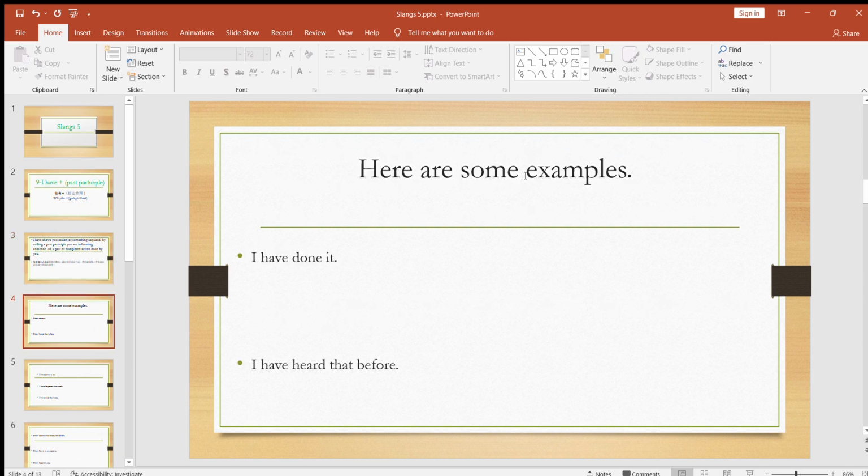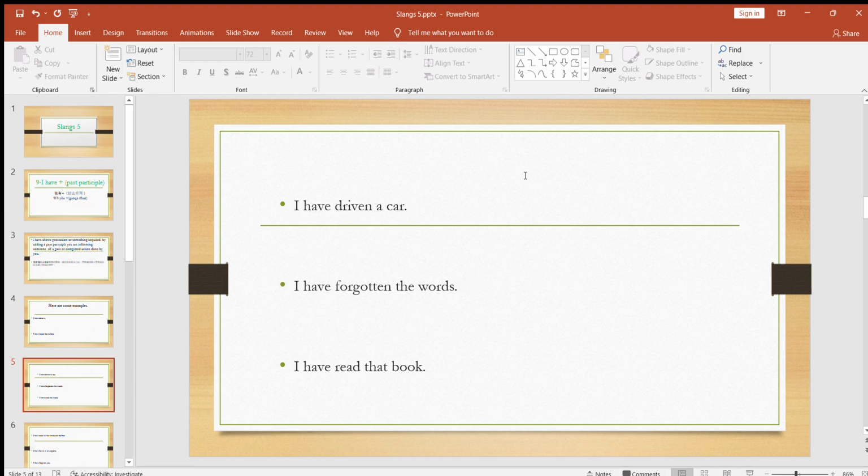I have done it. Okay, here you can see the other one. I have heard that before. Next, I have driven a car. I have forgotten the words. I have read that book. Okay, here I have read. Why do I use read? Because for this word read, the second and third form is read. Okay, the spellings are the same, but the pronunciation is different.